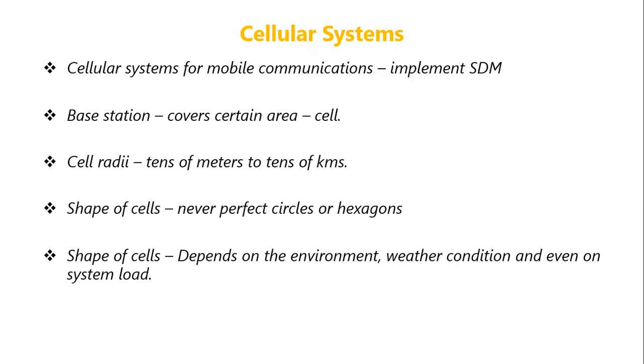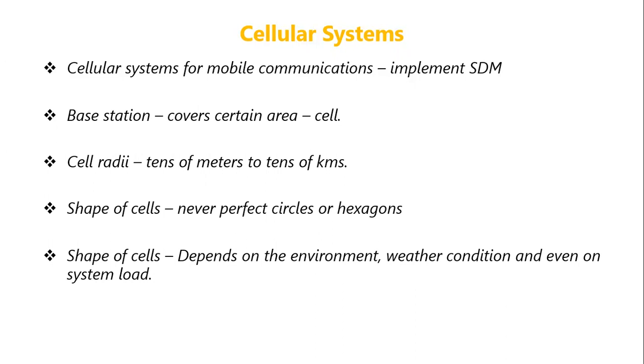For example, in a mountain environment, the cell structure will be something different. And if there are more buildings in the area where the cell is located, then the structure of the cell will be different. So basically it depends on the environment, on weather conditions, and also sometimes on the load on the system. Weather conditions may also influence the structure of the cells.